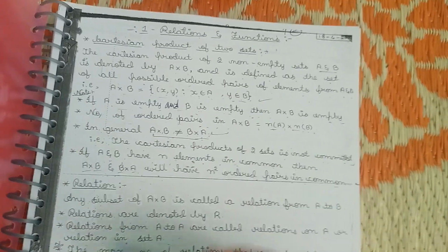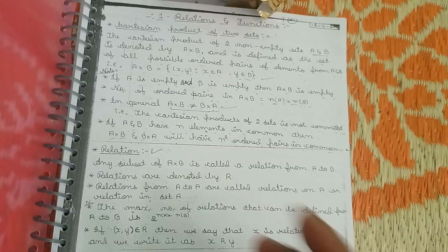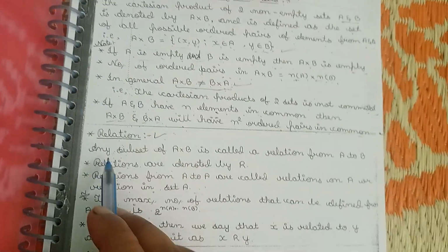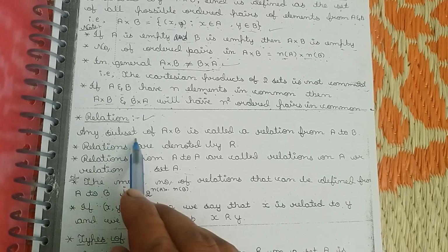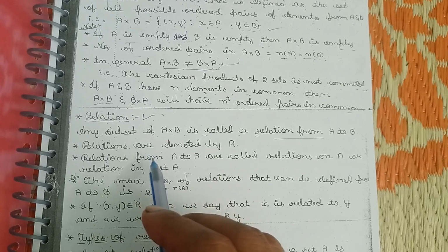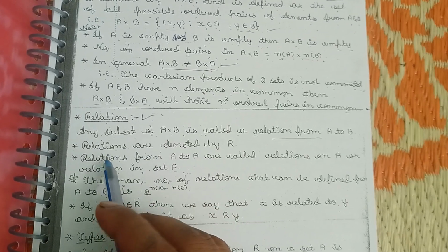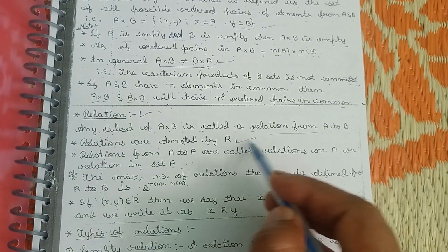Then next we'll go for the real topic, the real concept. First is relations. What are relations? Any subset of A cross B is called a relation from A to B. Relations are denoted by R.